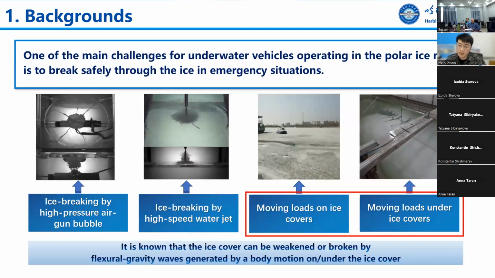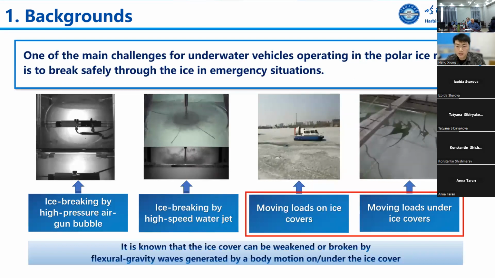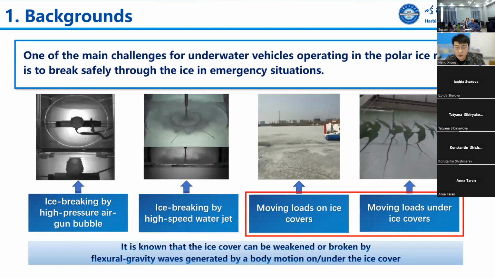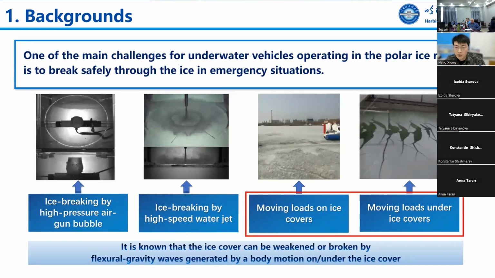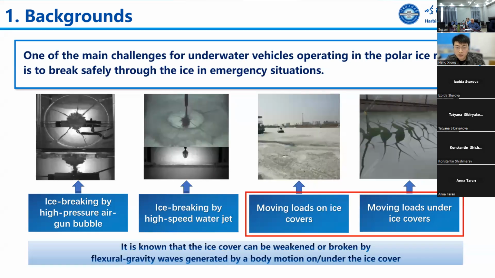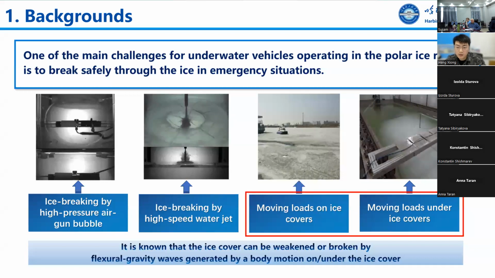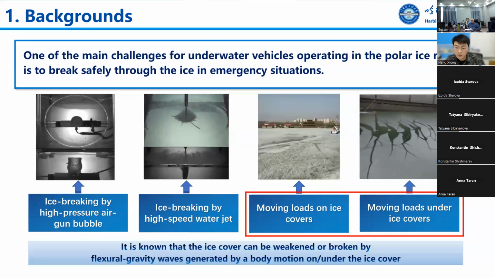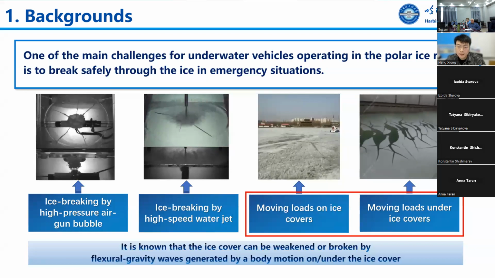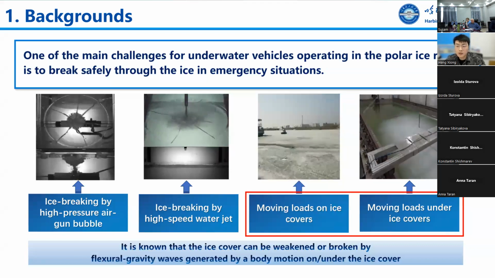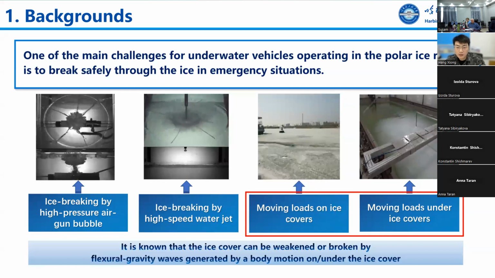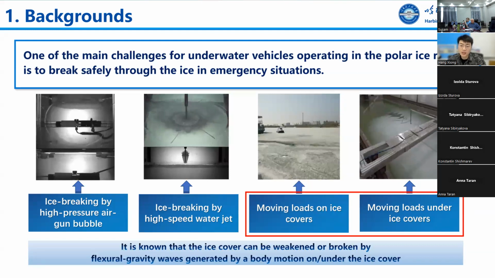Besides some new ice breaking methods, including ice breaking by high-pressure air gun bubble and ice breaking by high-speed water jet, it is known that the ice cover can be weakened and even broken by flexural gravity waves generated by a body moving above or under the ice cover. The deformation and even destruction of the ice cover caused by the movement of the underwater objects have been shown in many theoretical and experimental studies.